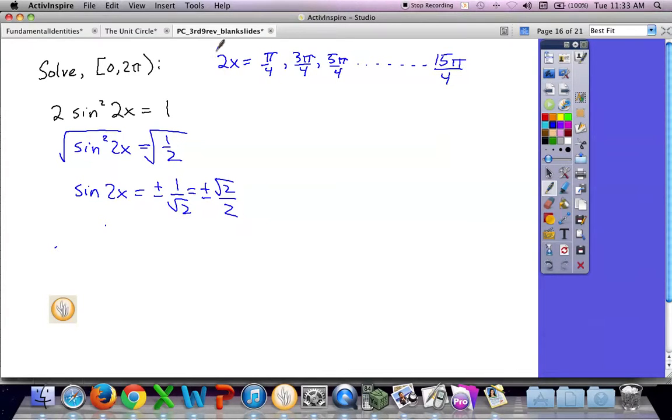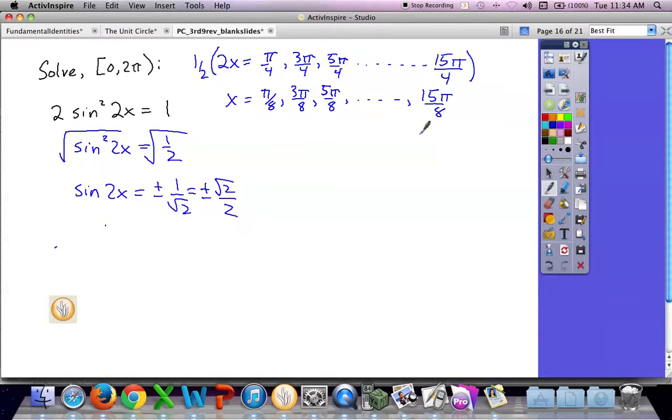And then when I divide by 2, multiply by half, I'm going to get pi over 8, 3 pi over 8, 5 pi over 8, and all those middle terms until we get to the last one, which is 15 pi over 8. Which again, we needed all the angles that solve this between 0 and 2 pi. And you can notice 15 over 8 is just a little bit less than 2. 16 pi over 8 would have been 2. So this angle is between 0 and 2 pi.